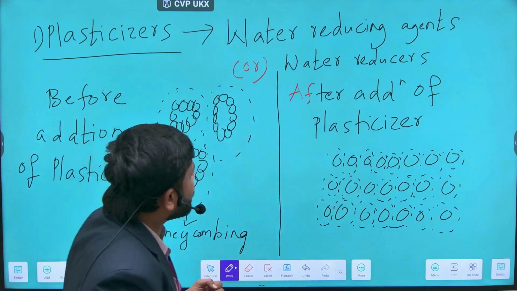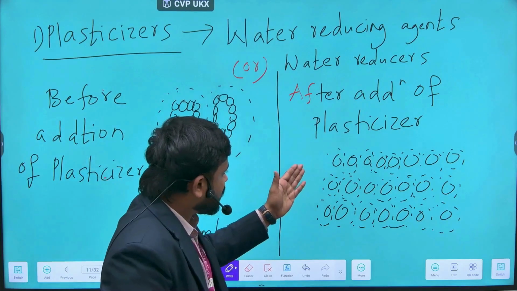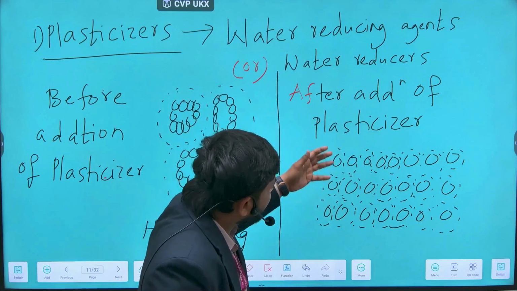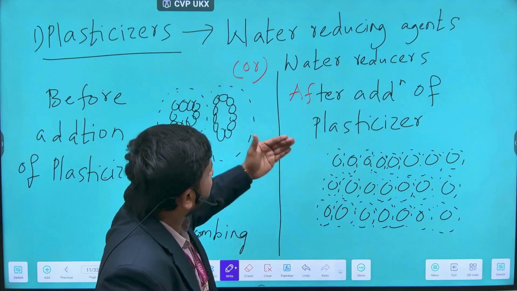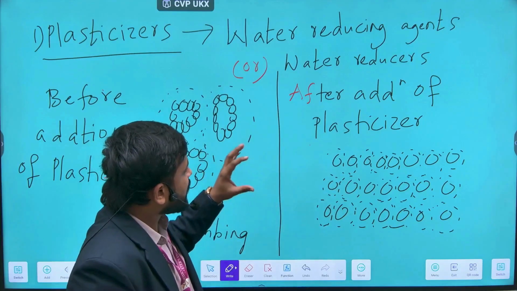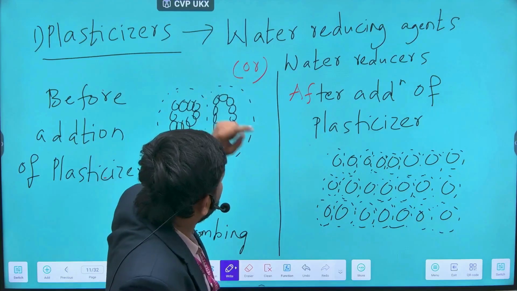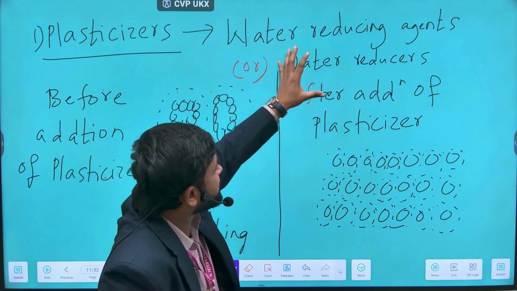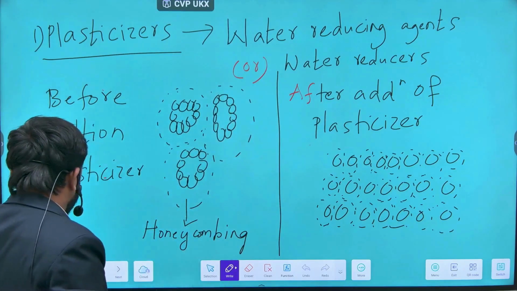What happened here after addition of plasticizers is that all particles got divided, friction is less, lubrication is very good, and plasticizers have solved the major problem without addition of water. So we can conclude that plasticizers are helpful, and therefore they are called water reducing agents and water reducers. How much water are they reducing, and how much plasticizer are you going to add to the mixture?